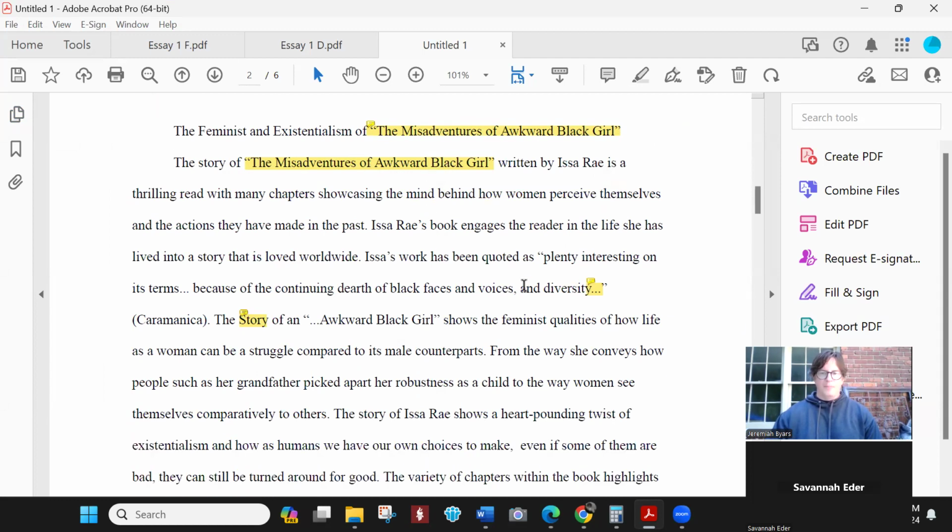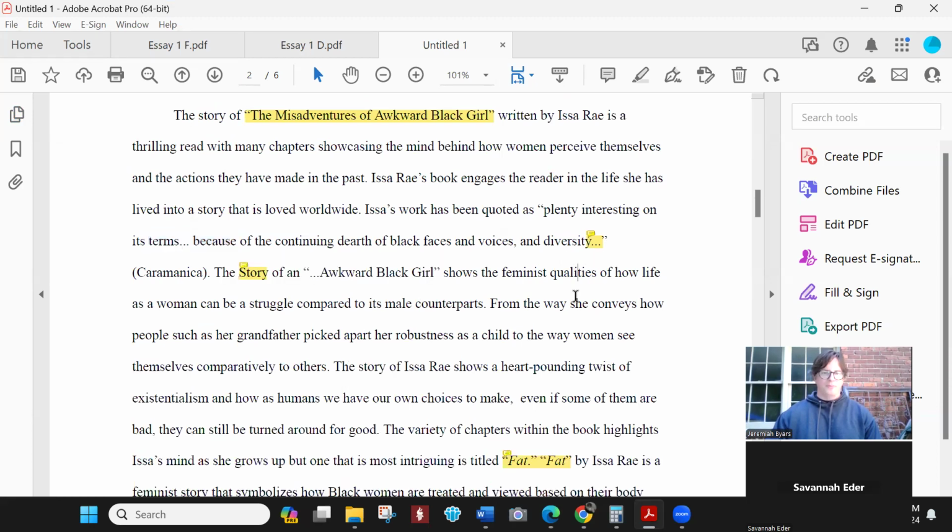Now look at this error: the ellipses at the end of the quote. As I discussed per my lectures, do not use ellipses at the end of a quote. This one is correct, that's great: play interesting on its terms because of the continuing dearth of Black faces and voices and diversity. If you end the quote short, you don't need to put ellipses. So that was an error.